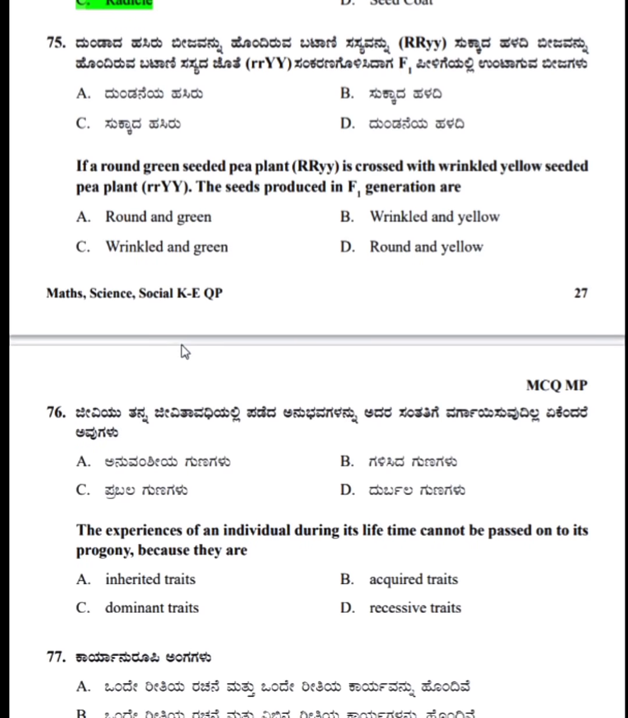Question number 75. If a round green seeded pea plant, capital R, small y is crossed with wrinkled yellow seeded pea plant, small r, capital Y, the seeds produced in F1 generation are. The dominant characters that will be expressed are round and yellow. Therefore, the correct answer is option D, round and yellow.